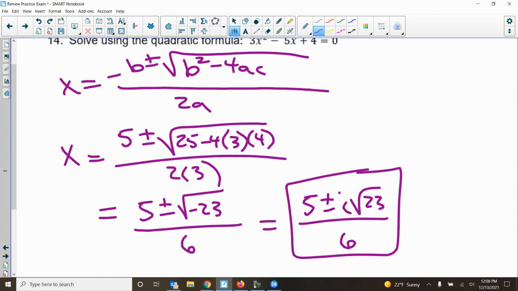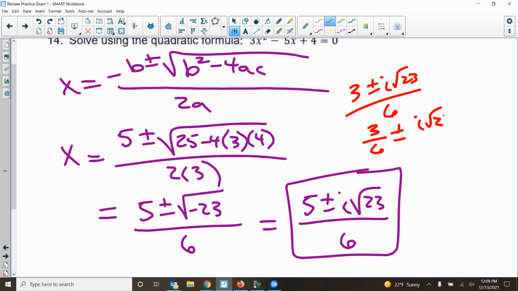Yes, sir. It's kind of a dumb question. If you were to have at the end, instead of a 5, like a 3, it's like 3 over 6, how would you simplify that? Well, there you'd have to separate the numerators. So you're saying if I had something like this, right? Okay, so you can separate the numerator and make it 3 over 6 plus or minus i radical 23 over 6. And then you could reduce the 3/6 to 1/2.